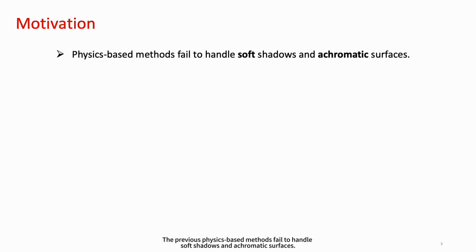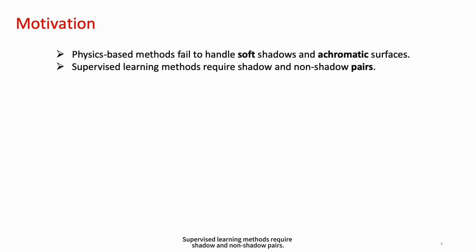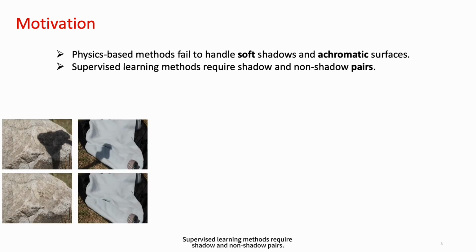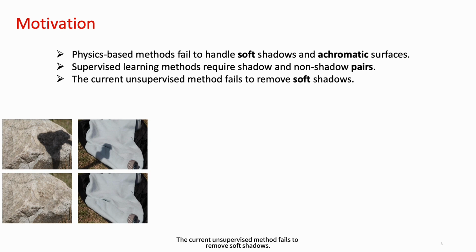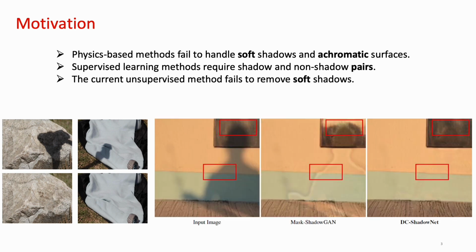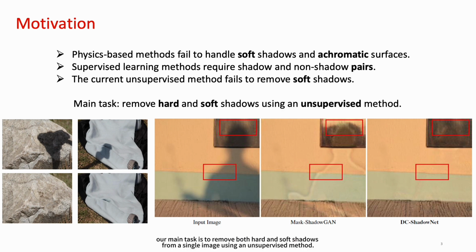The previous physics-based methods fail to handle soft shadows and achromatic surfaces. Supervised learning methods require shadow and non-shadow pairs. The current unsupervised method fails to remove soft shadows. Therefore, our main task is to remove both hard and soft shadows from a single image using an unsupervised method.